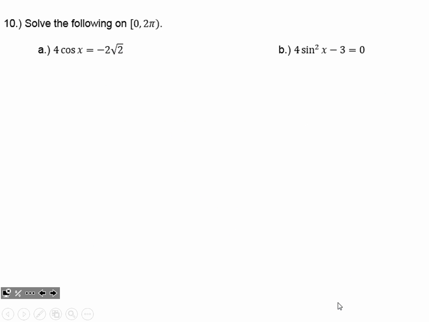All right, and the last type of problem that we covered, this is our bonus section, solving a trig function from 0 to 2 pi. So for letter A, our task, first of all, is to isolate the trig function. That means dividing both sides by 4. I don't know why I put 2. Divided by 4, I find that the cosine of x then equals negative root 2 over 2.